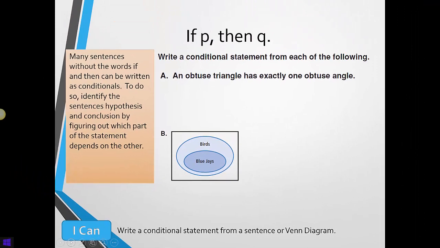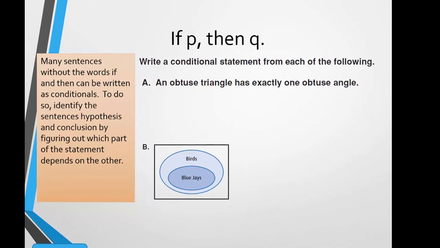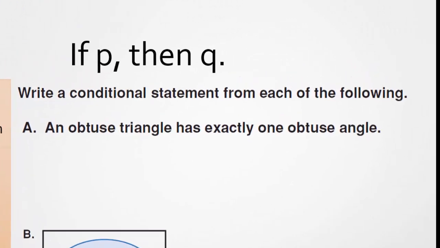Okay, so for these, we have to recognize that many sentences without the words if then can be written as conditionals also. So to do that, we first must identify the hypothesis and conclusion, and then use that to write our if-then statement or our conditional statement. So we're going to write a conditional statement for the following. An obtuse triangle has exactly one obtuse angle.